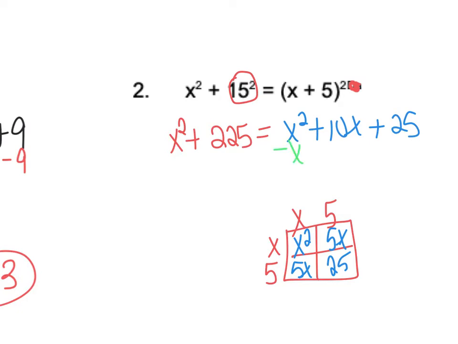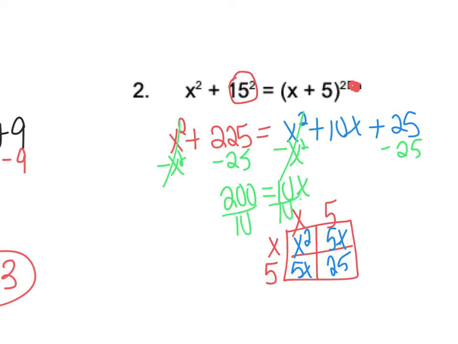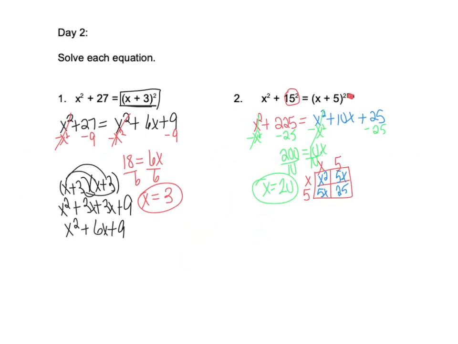Again, I'm going to subtract my x squareds from both sides, like so. And then I'm going to subtract my 25 from both sides also. And I get 200 equals 10x. If I divide both sides by 10, I get that x equals 20. All right, let's move on.